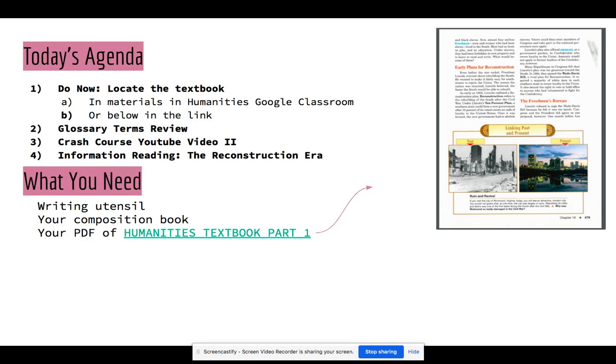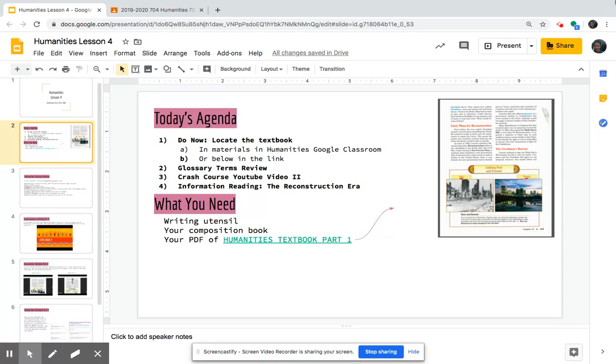Like normal, we're going to have our agenda overview with our first slide. Today's agenda is our Do Now, where we locate the textbook. You go to the classwork, then you go to materials, and then you find the PDF. You can also click this link down below. I'm going to show you again.